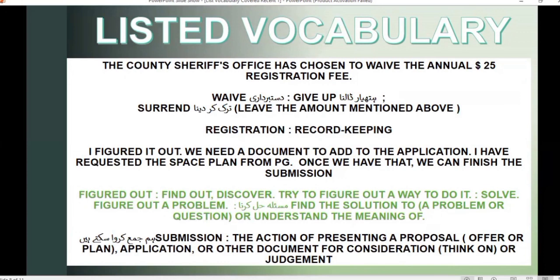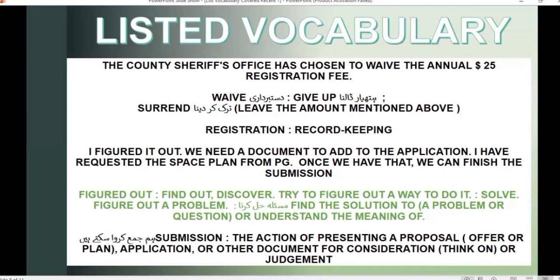I figured it out. We need a document to add to the application. I have requested the space plan from PG. Once we have that, we will finish the submission. Figure out, find out, discovered, try to find out a way to do. मसले का हल निकाल लिया.